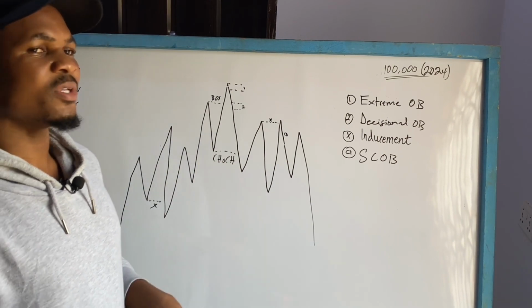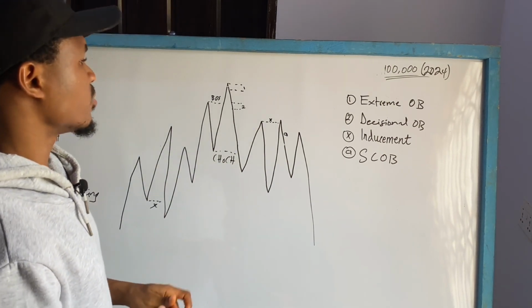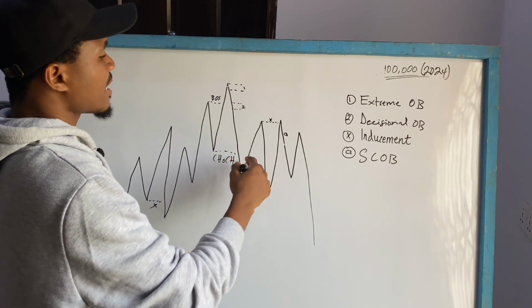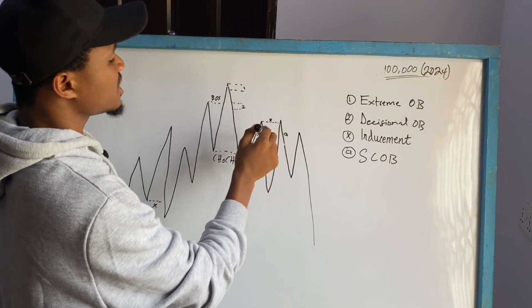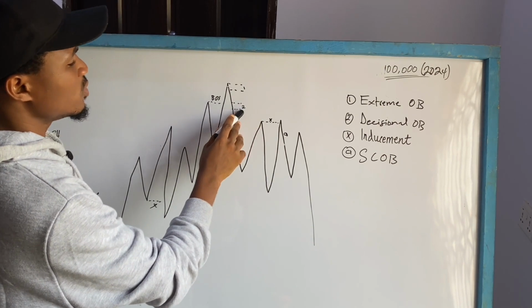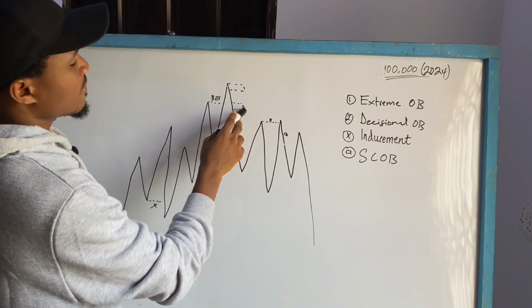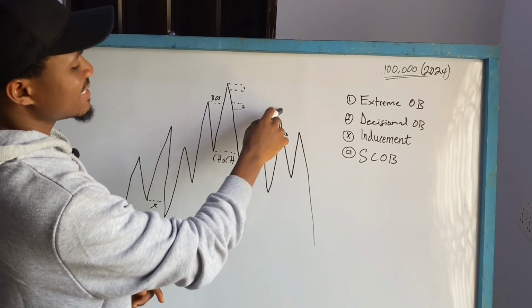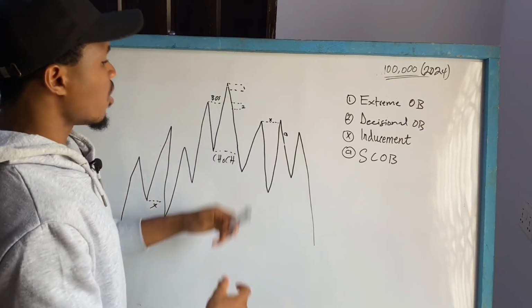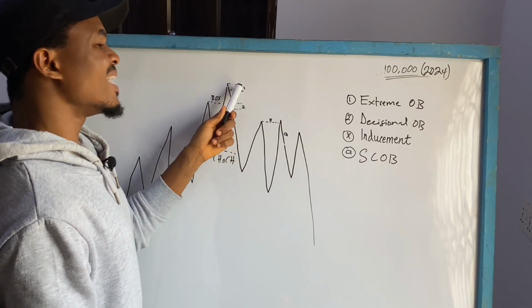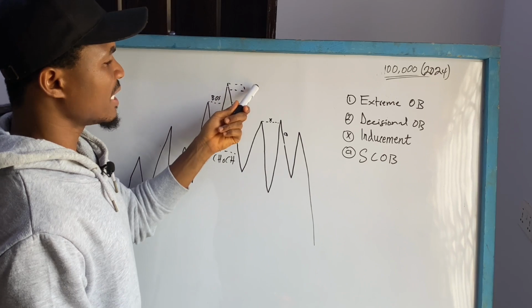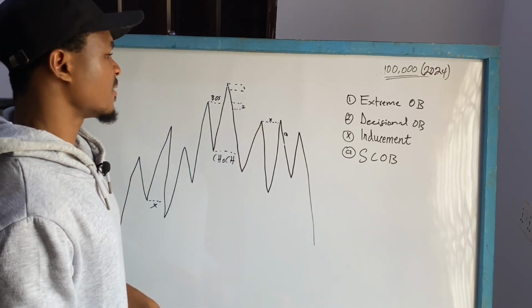So in a previous video, I stated that when price forms a change of character and kind of gives us an inducement over here, we expect price to either enter into this point, which is the decisional order block. Then we take an entry and short the market down. Or price goes straight to the extreme order block, which is at the upper side over here. Then we take a sell and short the market down.